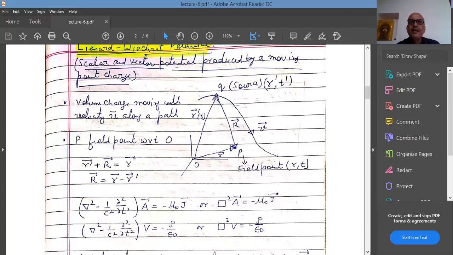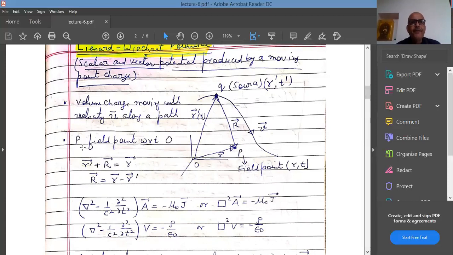The electromagnetic field generated by the charge Q takes a time R by c to reach the field point, where c is the velocity of light, the velocity of propagation of electromagnetic waves. If the observation is made at time t, whatever the observer is getting at the field point must have been generated R by c time earlier, at time t minus R by c. This t minus R by c is t dash, and it is called the retarded time.